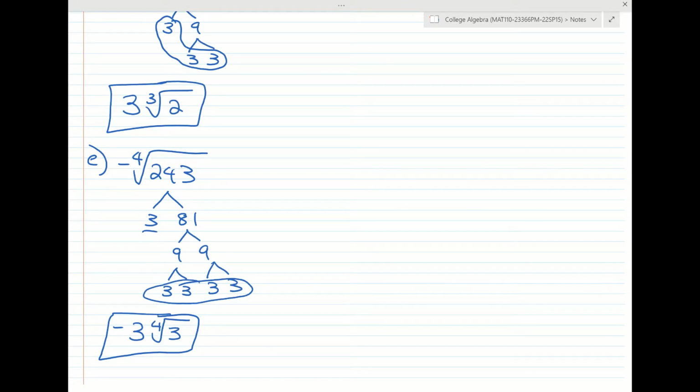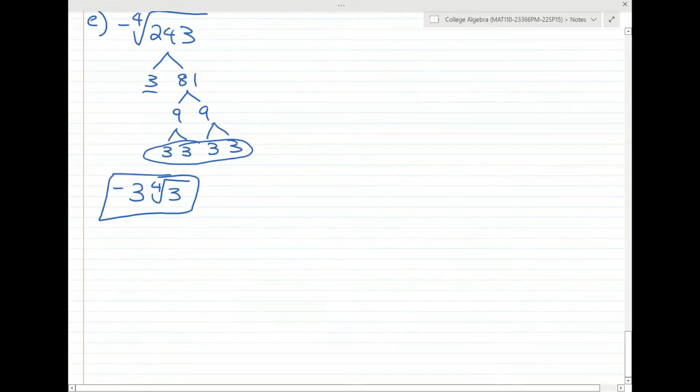I want to show you what it looks like with variables now. So it's going to be the same thing as with numbers. So just try to watch here. What if we had the square root of x to the 5th?